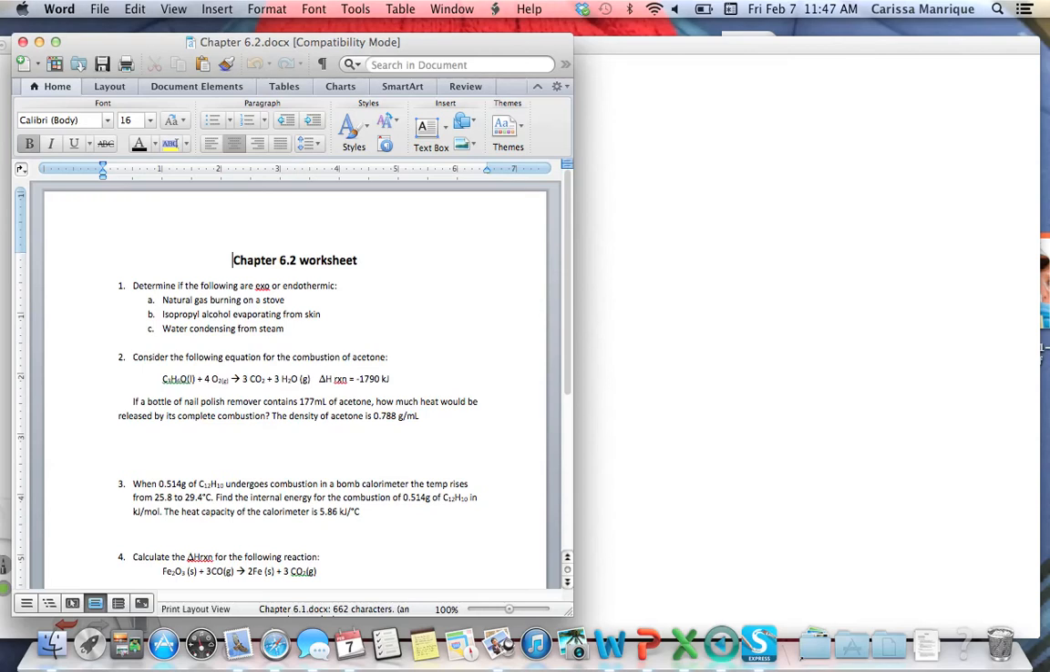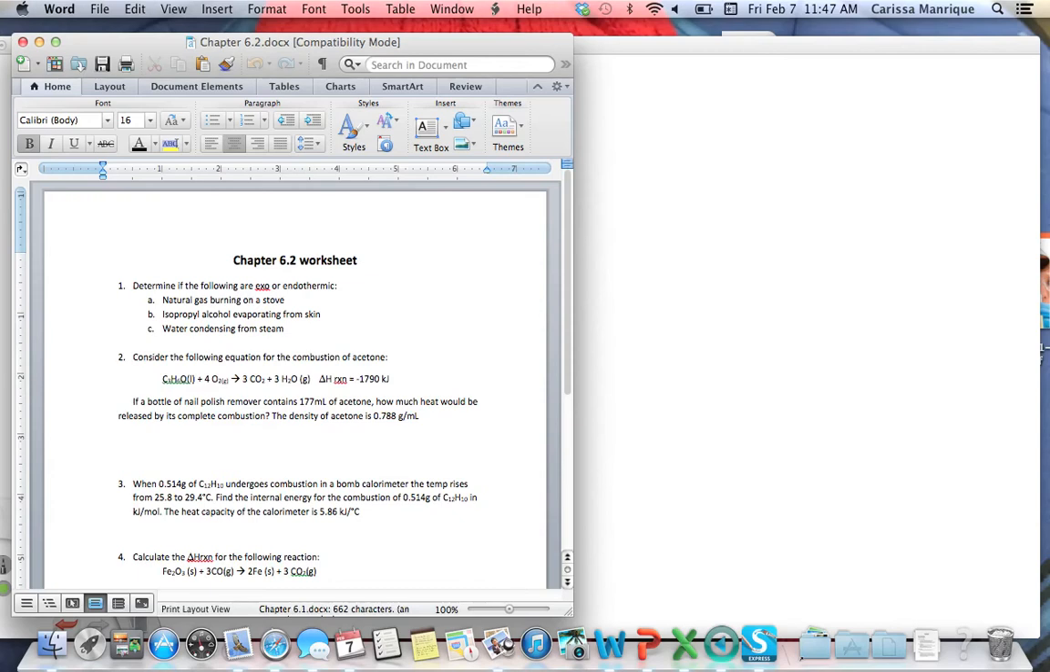Isopropyl alcohol evaporates from skin. Okay, so we have to think of evaporating. Evaporating is going from a liquid to a gas. Anytime you become more gas-like, that's going to take energy to do that because you need to basically be kind of heated up a bit. So that's going to be endothermic because you need heat to evaporate.